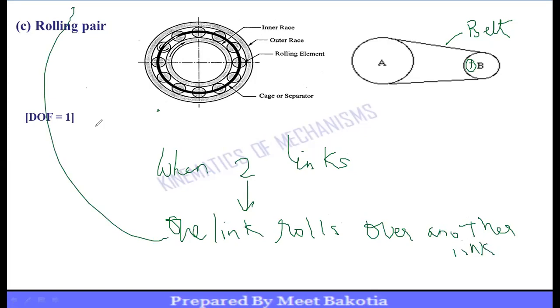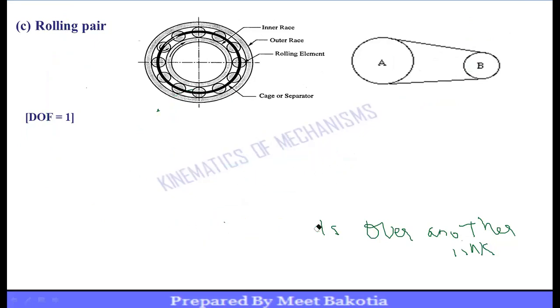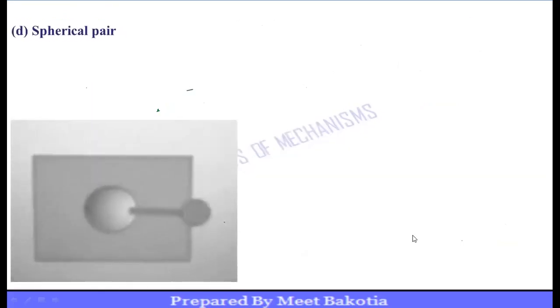What would be the possible examples? The ball and roller bearings, you can see over here, the motion of the belt on the pulleys. These are all examples of the rolling pair. Moving ahead quickly with the fourth type of pair, which is the spherical pair.